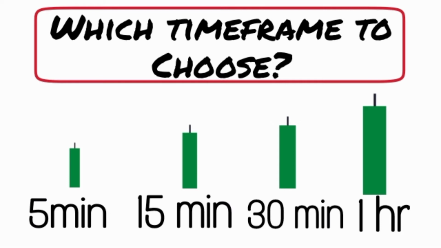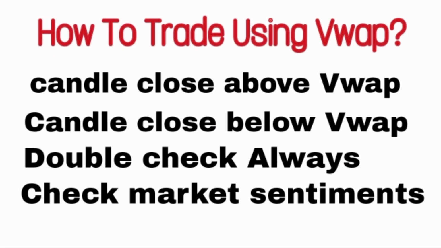So now we know how to apply it and which time frame to use it on. Now the next question arises: how to trade using VWAP? For example, we will take 15-minute candles, and the first point over here is for buying trade and the second point is for selling trade. So listen to me very closely and carefully because this is the main part of the video.